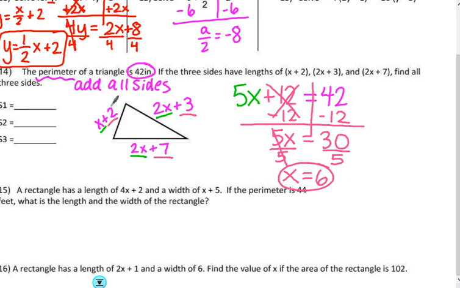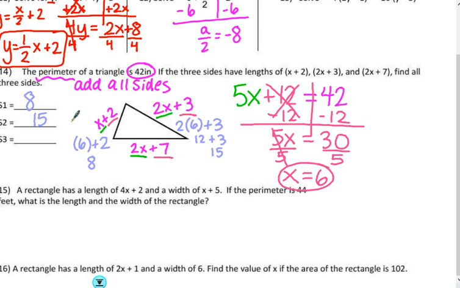So I'm going to look back over here. So x plus 2. Well, now I know what x is. x is 6. Let's try that one more time. So I'm going to do 6 plus 2. 6 plus 2 is 8. So that would be one of my side lengths. Over here I have 2 times 6 plus 3. 2 times 6 is 12 plus 3. That would make this side 15.